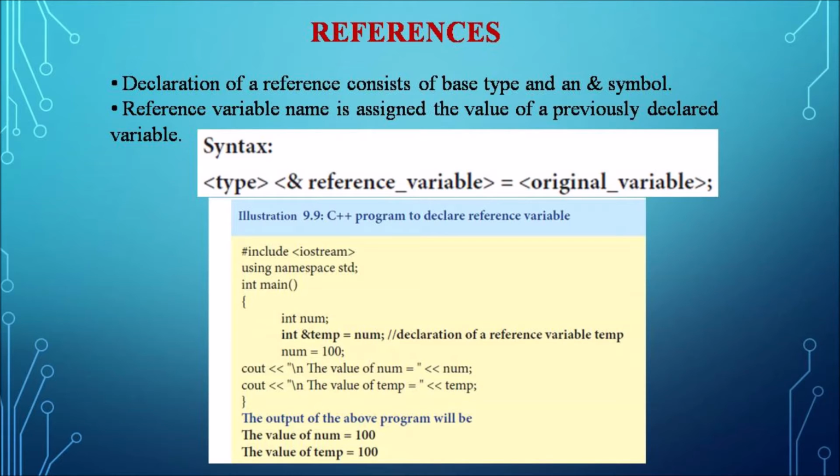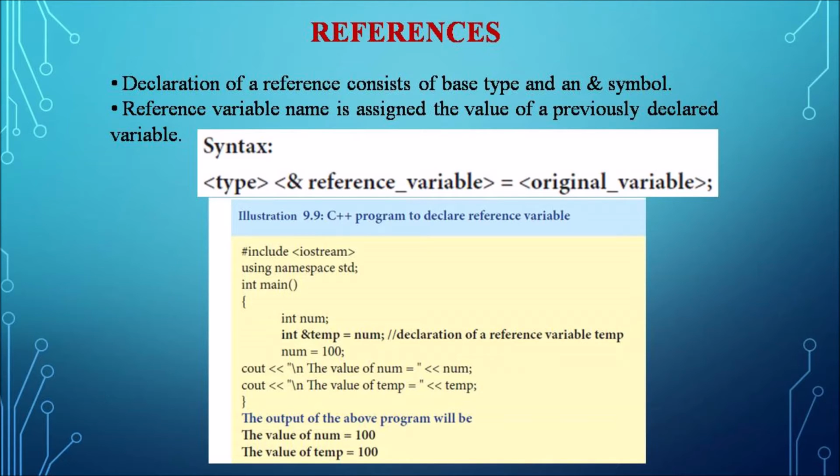So all the common statements are included, and in the main function you can see first the int num is declared. Now they are going to give an alias name for the num variable. So int ampersand temp, a temporary variable they have given, that is, ampersand temp is equal to num. So whenever they call the variable temp, it displays the value of the num variable. So num is equal to 100 they have given.